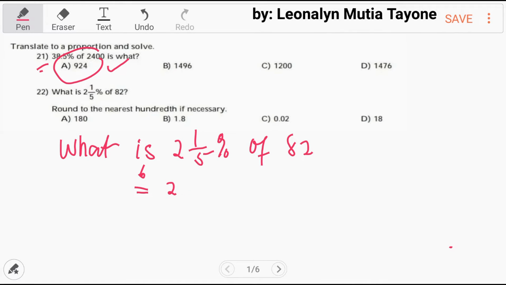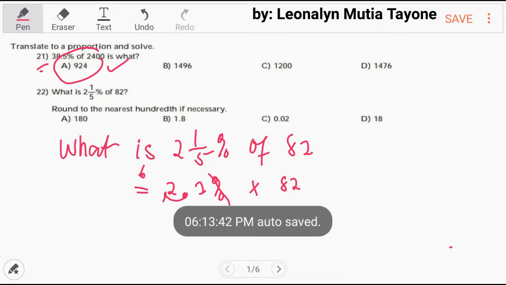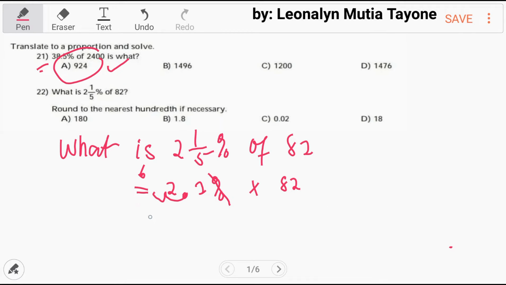2 and 1/5, this is the same as 2.2%. Ang of multiplication, 82. 2.2%. I-cancel out mo muna si percent. I-move mo si decimal to the left side twice. So, maging 0.022 na yan. I-multiply mo sa 82. So, i-multiply na natin sa 82 itong 0.022. Next, 82 times 2 or isa-isahin mo yan.